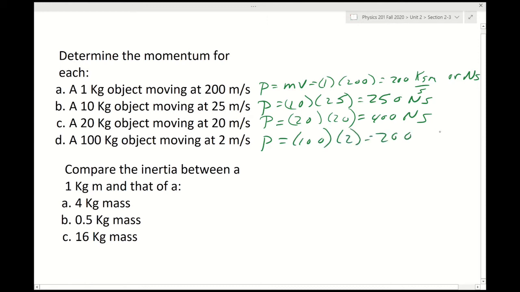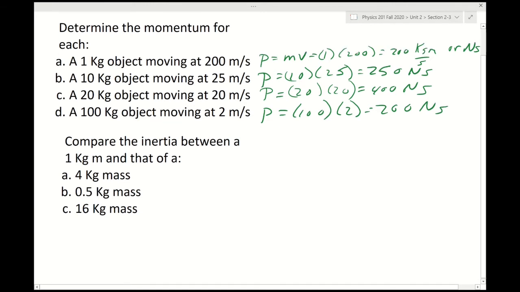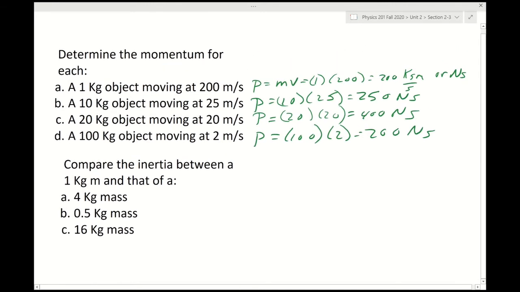If we compare a 1 kilogram mass to a 4 kilogram mass, the amount of inertia is 4 times as much. A half kilogram is half as much. And a 16 is 16 times as much.